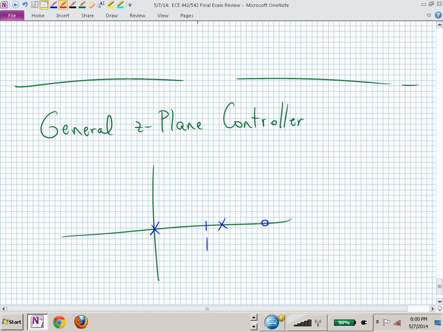You could add a zero right on top of a zero, couldn't you? That's okay, but you can't cancel things. Here you might actually want to put that zero there. Can I say that's good? What's wrong with that controller? Pardon? Will it always be unstable?